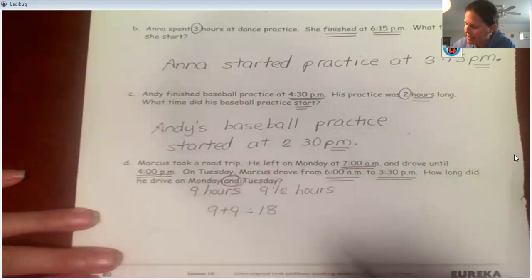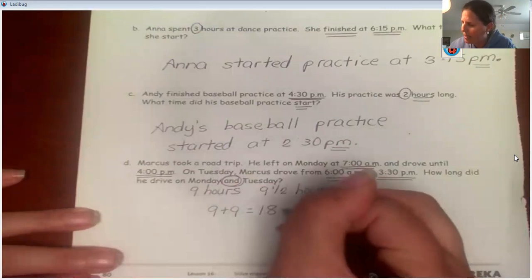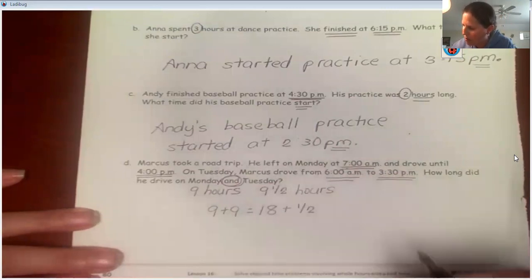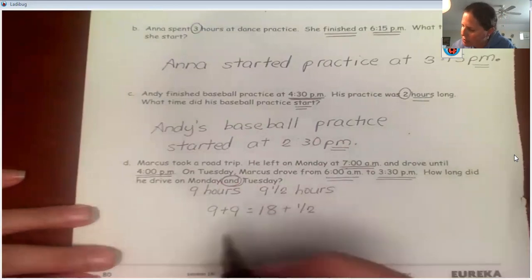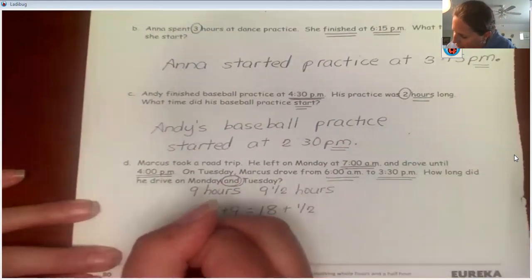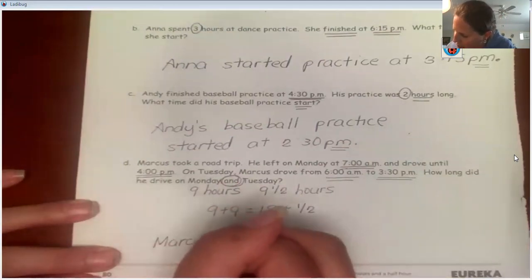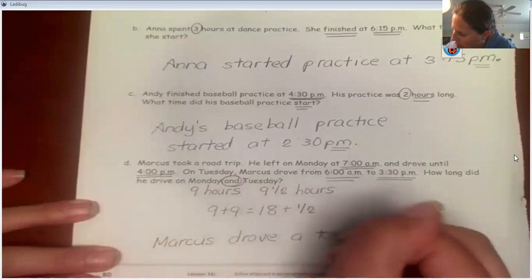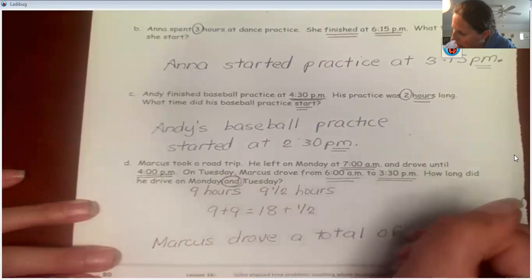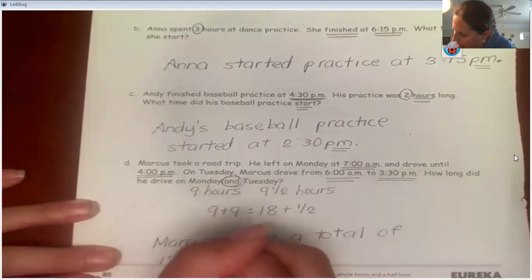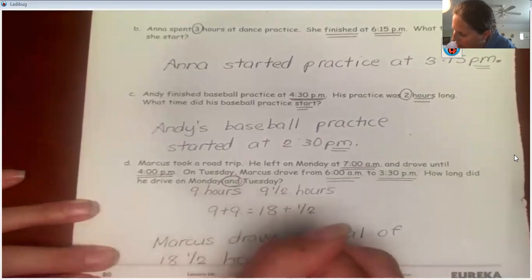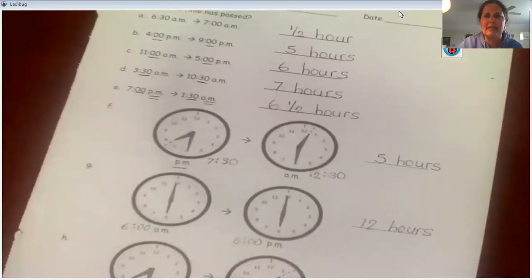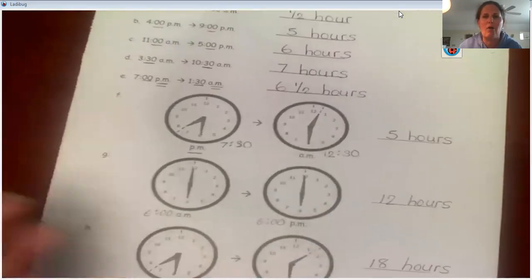It gives us 18. And then we need to add that half hour. So how long did he drive on Monday and Tuesday? Marcus drove a total of 18.5 hours.